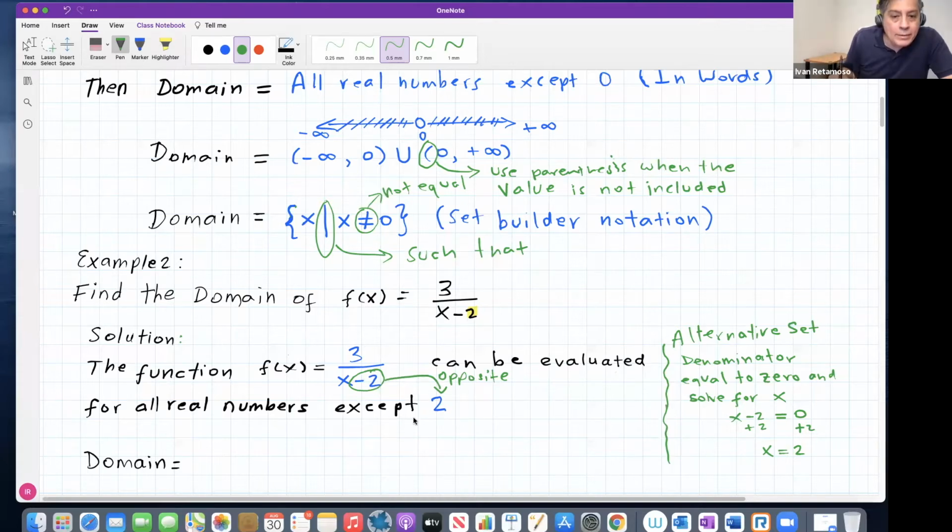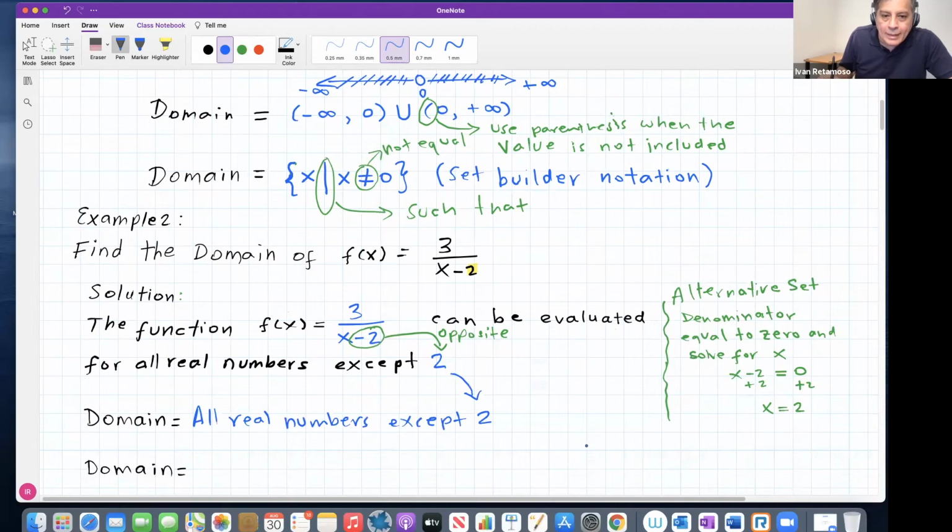All right, but one way or the other, you should be aware that the domain of this function should be all real numbers except 2, the one that we got here, either this way by taking the opposites or by solving this equation. This is in words, the first form for the domain.